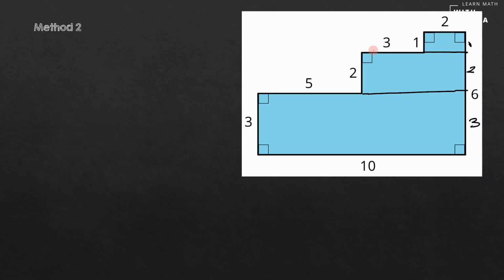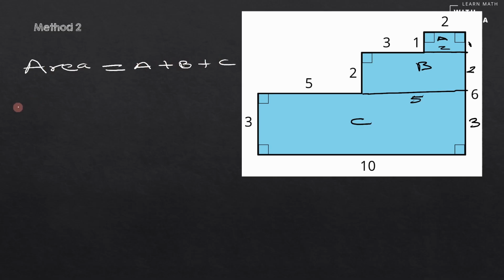If here is 3 and here is 2, if we add these two lengths, here is 5. And the entire length of this place is 5 plus 5, which is still the same thing as 10. So if we still call this A, call this B, and call this C, the area of this will still be the area of A plus the area of B plus the area of C.